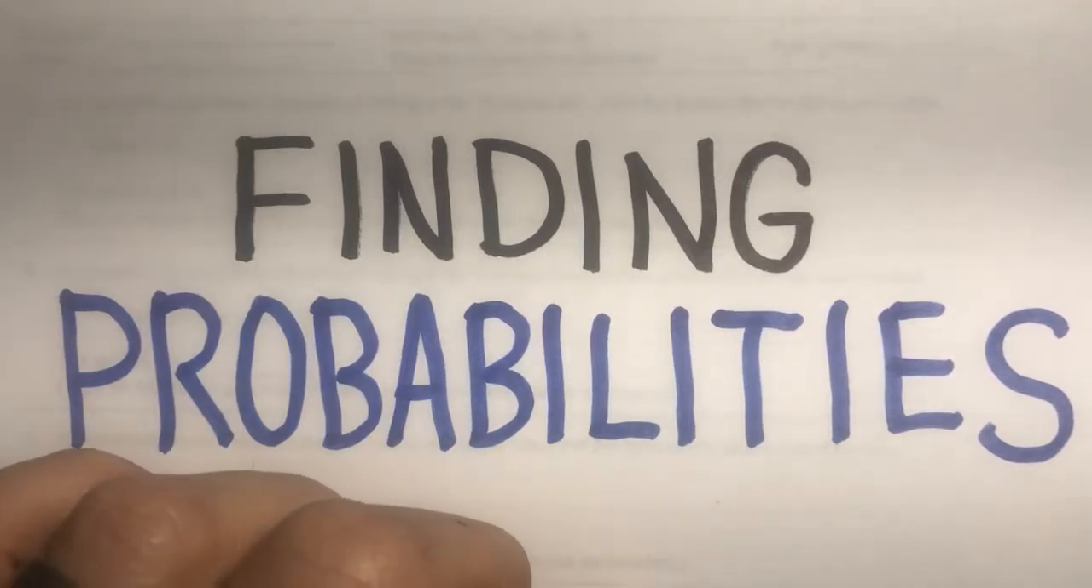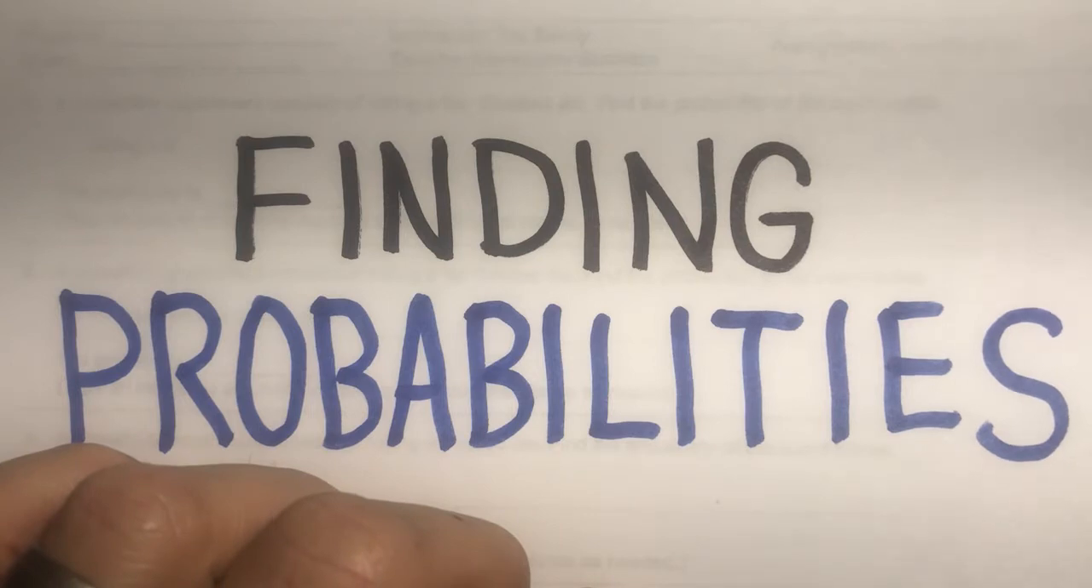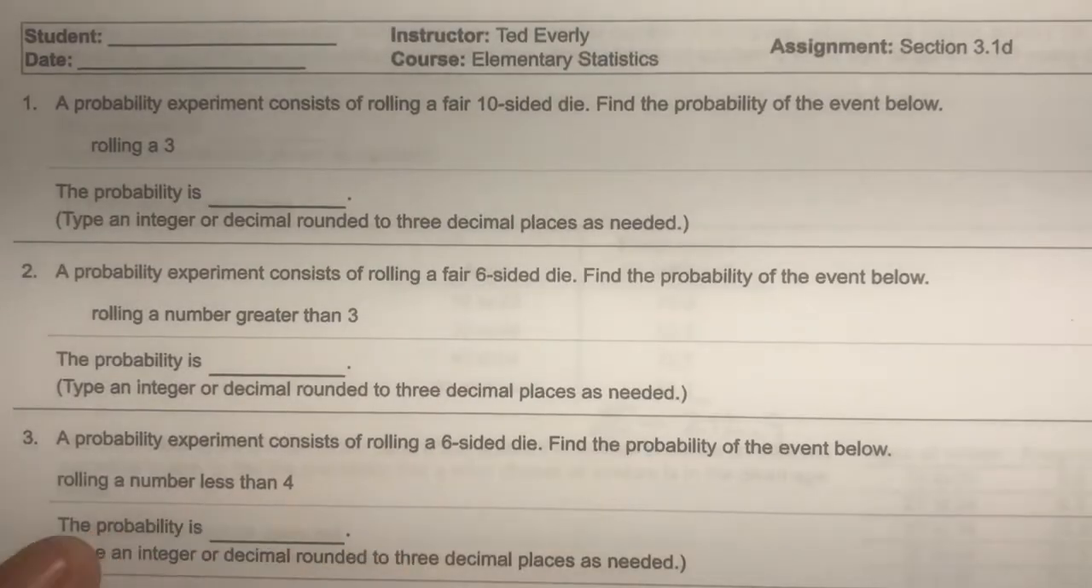All right, today we're finding probabilities. We're going to look at events and find the probability of certain things. All right, so here are the problems we're going to work on.